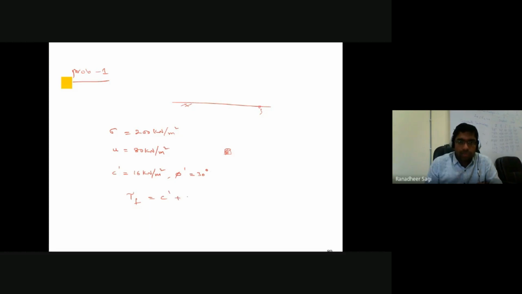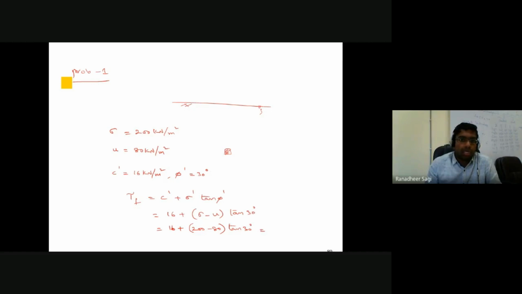So we write it as tau = c dash + sigma dash tan phi dash. Why am I writing sigma dash? Because I'm trying to calculate the shear strength in terms of the effective stresses. So what is my c dash value? It is 16. Sigma dash is nothing but sigma minus u, into tan 30 degrees. The sigma value is already known, the u value is already known. It's a straightforward substitution of data into this problem. 16 plus sigma is 200 minus u is 80, into tan 30 degrees.